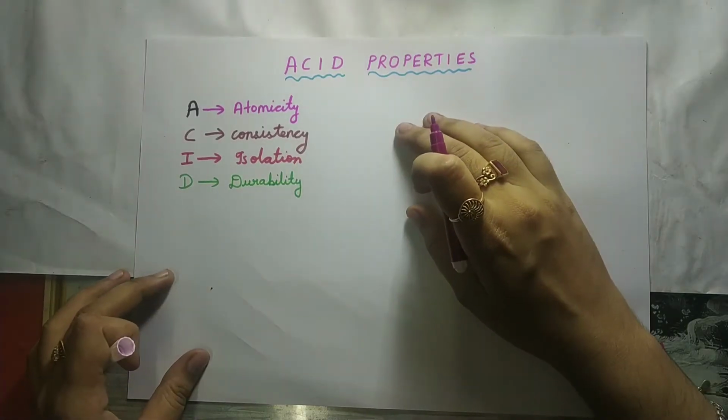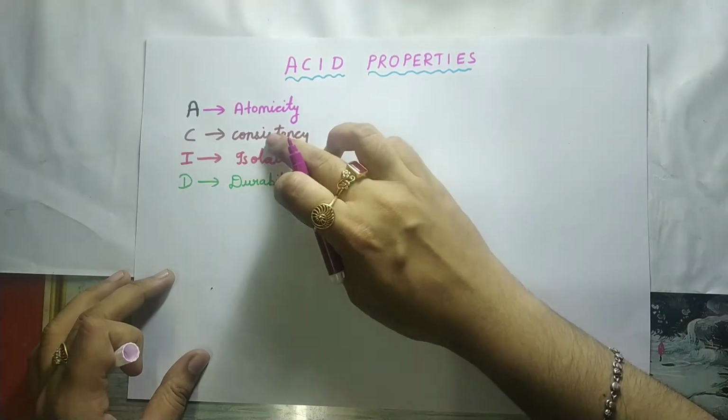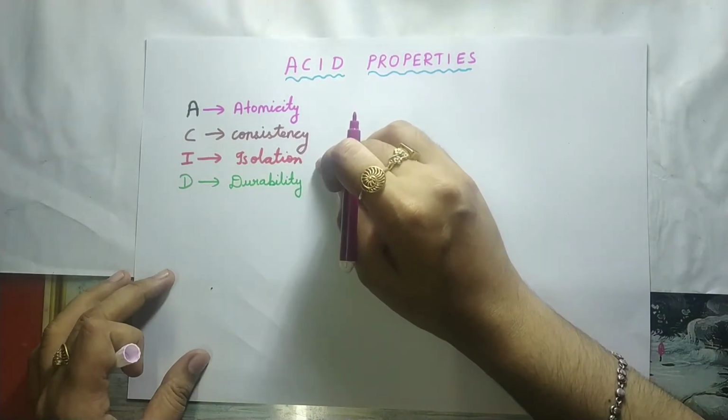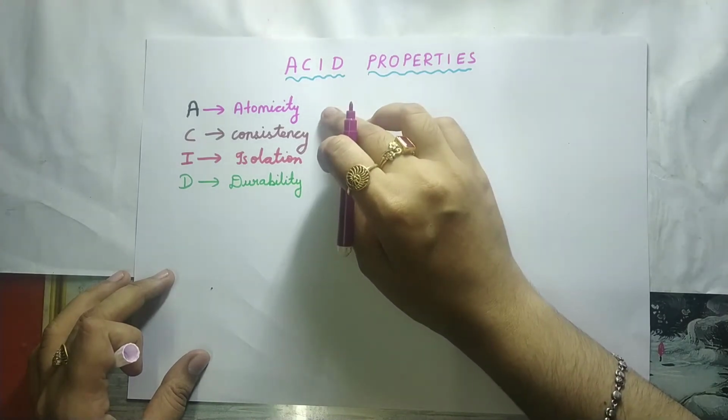In this video, let us learn about the ACID properties, where A stands for atomicity, C for consistency, I for isolation, and D for durability. So first, let us see about atomicity.